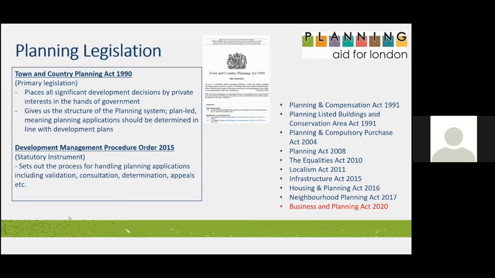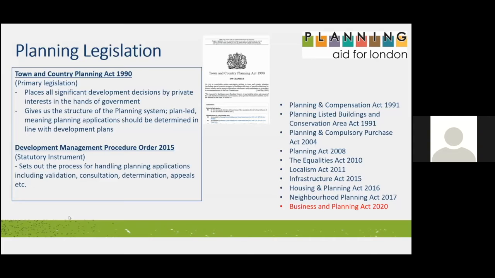And our secondary legislation, our statutory instrument, the DMPO, is also key. It sets out how we handle applications and the legal requirements surrounding validation, consultation, etc. I've just included this list on the right-hand side there. I'm not going to go through them all, but just to make the point that there are lots of different pieces of legislation that relate to planning to try and keep track of.